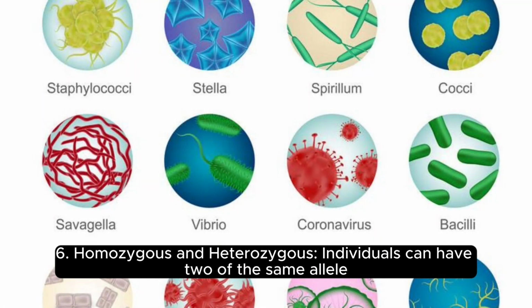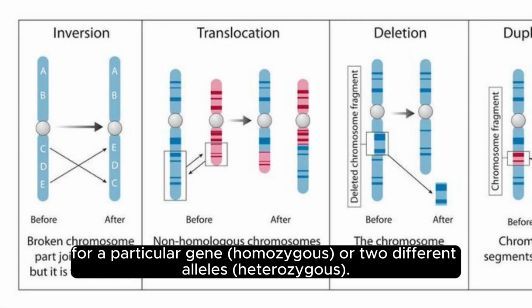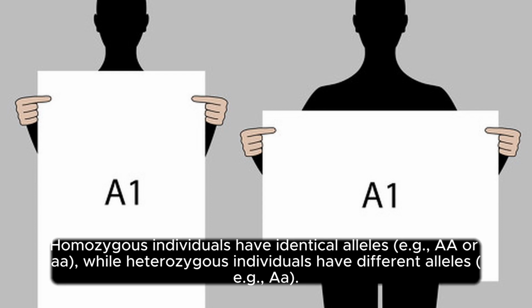6. Homozygous and heterozygous. For a particular gene, individuals can have two of the same allele, which is homozygous, or two different alleles, which is heterozygous. Homozygous individuals have identical alleles, for example, AA or aa, while heterozygous individuals have different alleles, for example, Aa.